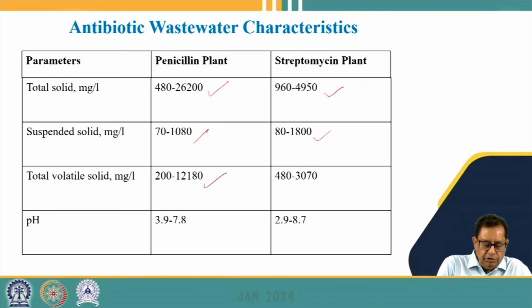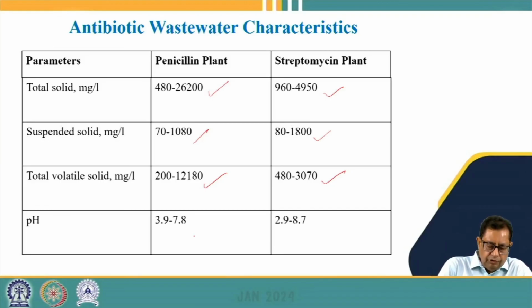And we find that these dissolved solids may be volatile in nature, because we are using a number of organic compounds like solvents and other chemicals which are organic in nature. So we find that the total volatile solids may be as high as 200 to 12,180 milligrams per liter. Similarly, a lot of microbes are growing in the suspension because of the fermentation process, so the volatile solids are very high. In the streptomycin plant also, the volatile solids may vary from 480 milligrams per liter to 3070 milligrams per liter.